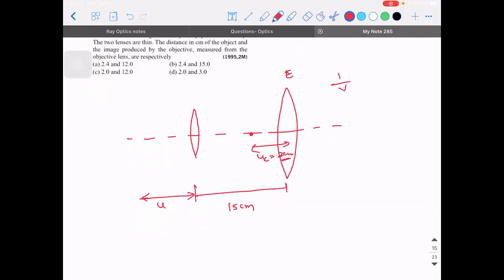Apply the lens formula twice. 1 by v minus 1 by u is 1 by f. Just put E, meaning I am applying this formula for the eyepiece. So with respect to the eyepiece, where is the image formed? At infinity. So 0 minus 1 by u_e, which is minus 3, is equal to 1 by f. What is it?